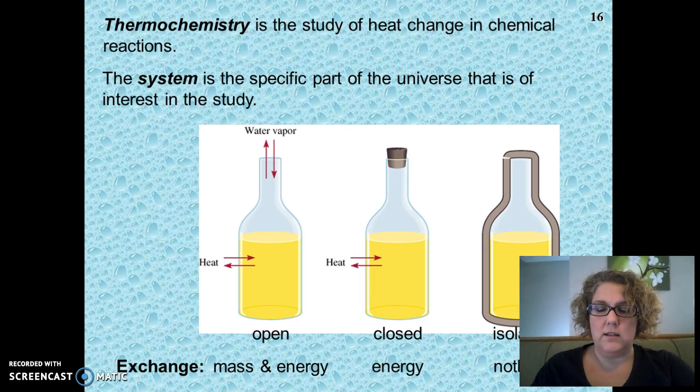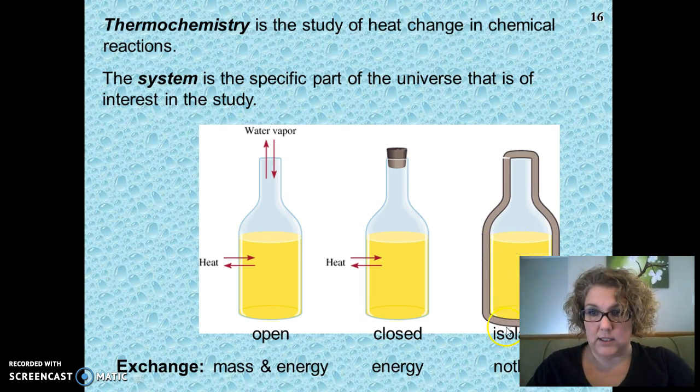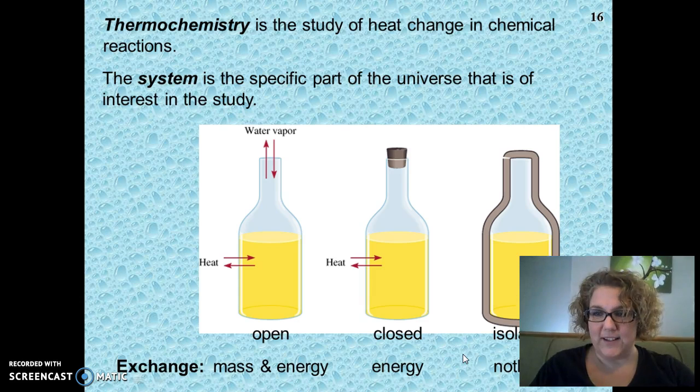And then this isolated one, we'll do a calorimetry lab like this, where we don't allow matter or energy to be exchanged with the surroundings. It's an insulated container. So we'll try not to let energy be exchanged with the surroundings. There's no perfect way to do that, but if you do, it's called an isolated system, where nothing exchanges places with the surroundings.